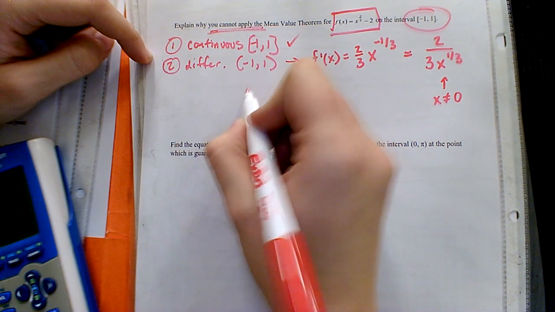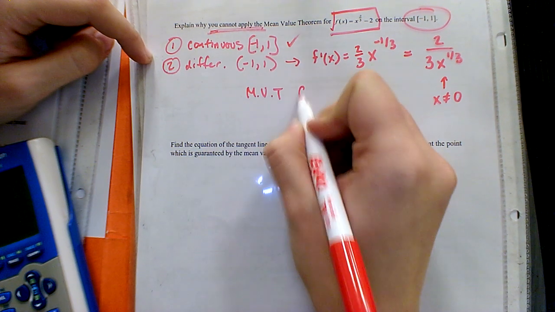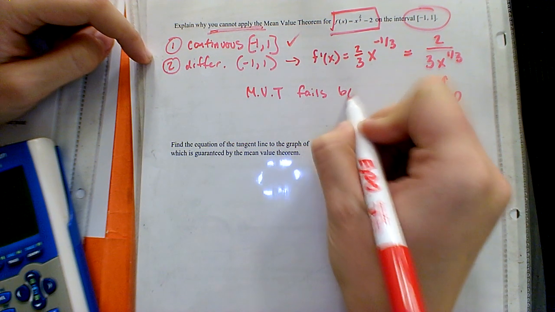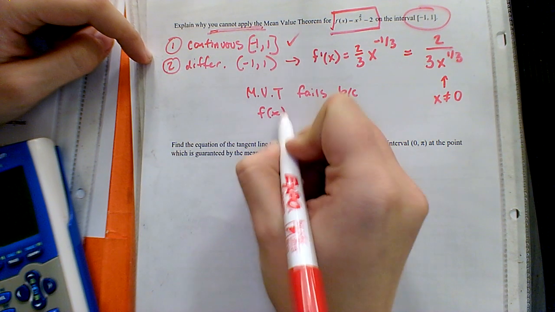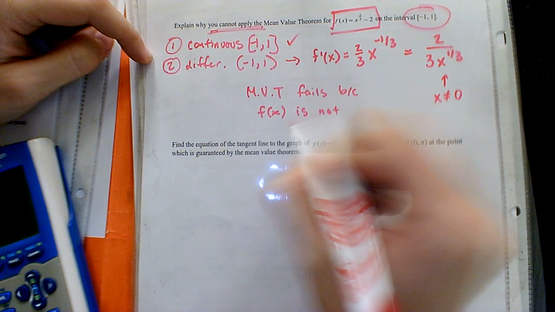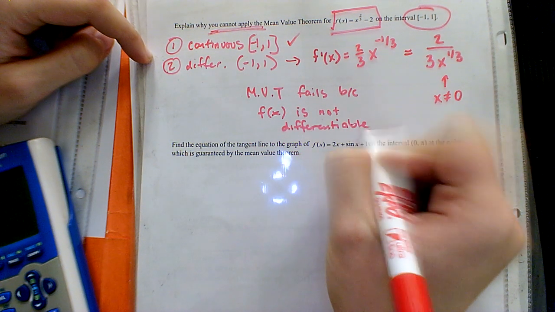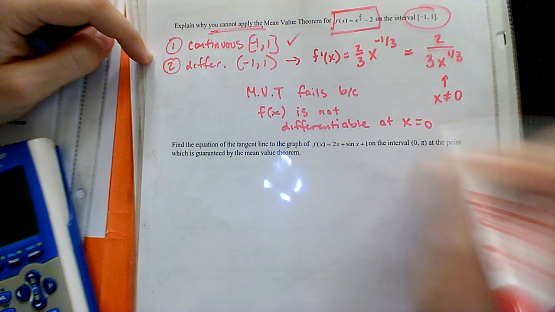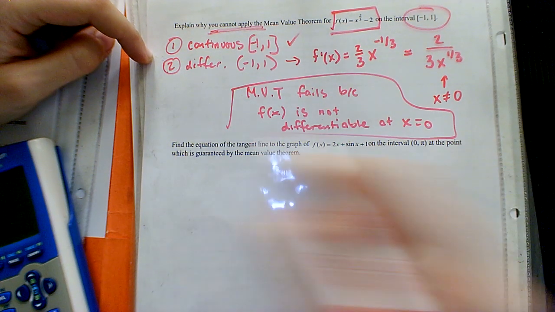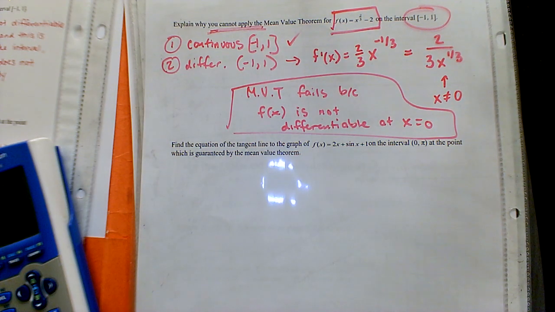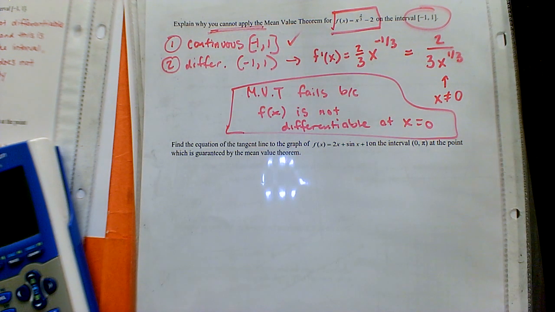So we'll say MVT fails because f of x is not differentiable at x equals 0. If you want to say there's a sharp point or a cusp, remember that's a synonym you could use, that would work as well.